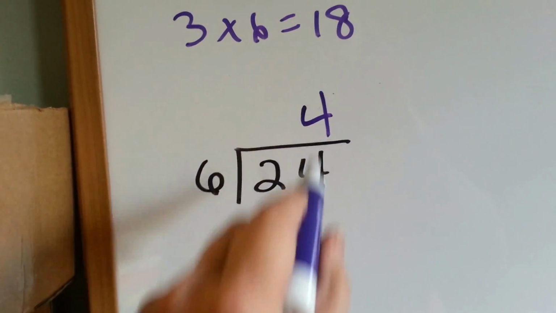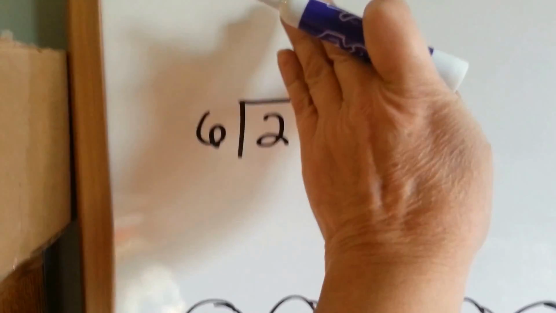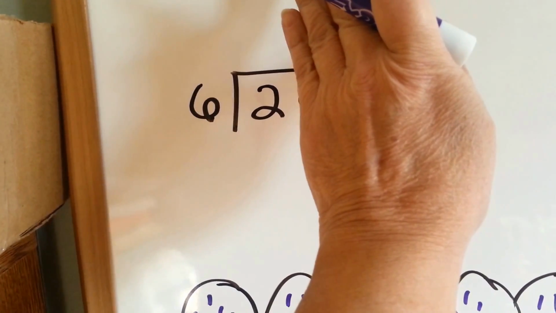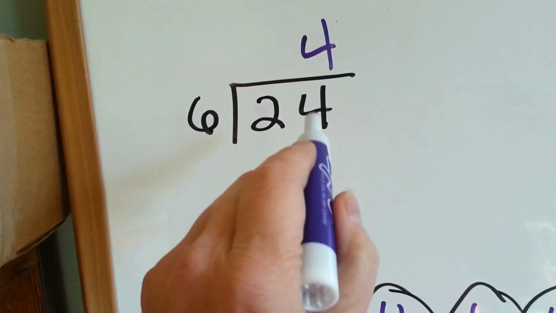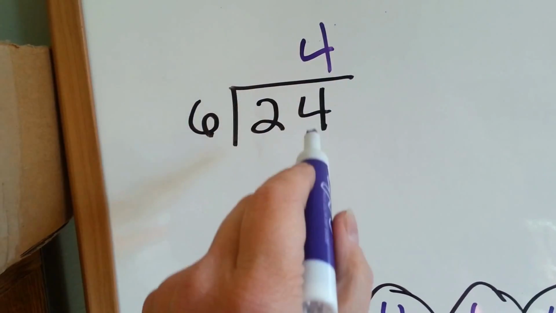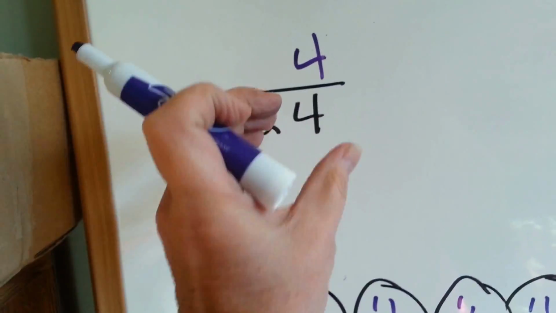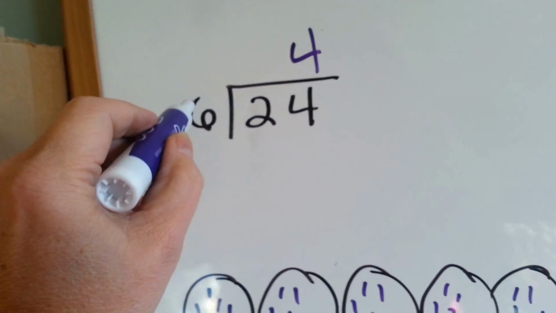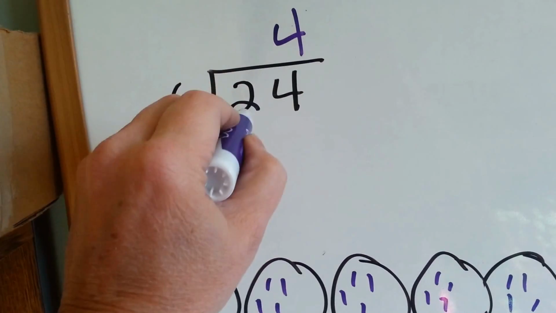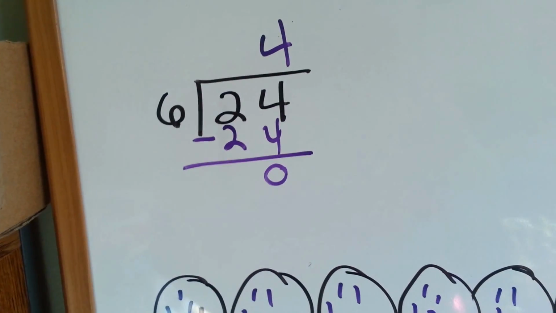The reason I put it above the 4 here and not above the 2 is if I had put it above the 2, it would have looked like we're saying 6 goes into 2 how many times. And we're not doing that. We're going into 24. So we put it above the 1's place. See? Now, to finish this long division problem, we say 6 times 4 is 24. We do our subtraction, and we've got 0.